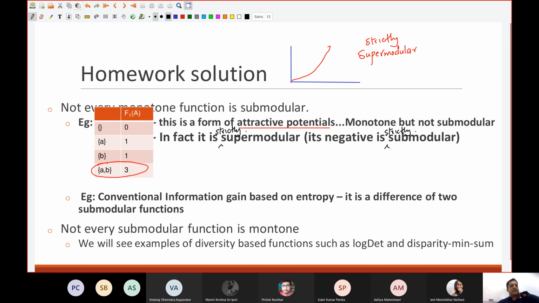Okay, so I gave this example on the last slide. Conventional information gain based on entropy. It turns out that information gain is actually a difference of two submodular functions. So there are many differences of submodular functions which are monotone but not submodular. Difference of submodular functions mostly is not submodular. I mean, there are some conditions under which maybe, but generally it does not.